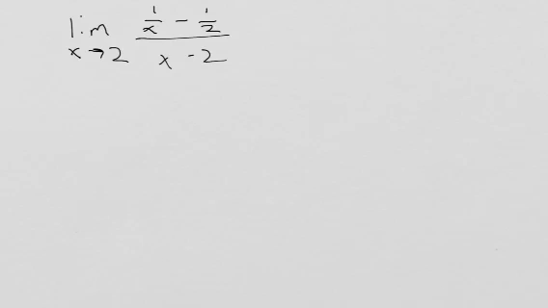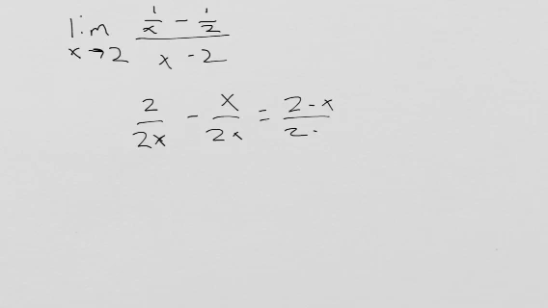Now moving into our third kind of problem, the common denominator problem, we got the limit as x goes to 2 of 1 over x minus 1 over 2 all over x minus 2. So you need to get the common denominator by multiplying that first part by 2 over 2, second part by x over x. So what you're going to be left with is 2 over 2x minus x over 2x. That's equal to 2 minus 2x over 2x. Pull the negative out in front, you get negative x minus 2 over 2x.